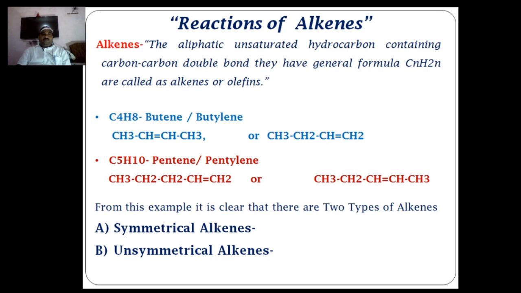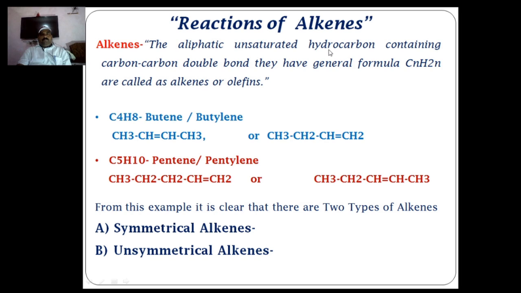Now here, before we discuss the reactions of alkenes, first, what is an alkene? Alkene is nothing but an aliphatic unsaturated hydrocarbon containing carbon-carbon double bonds, and they have the general formula CnH2n. That means it is an aliphatic unsaturated hydrocarbon. Dear student, you know that unsaturated means carbon-carbon double or triple bonds, that means multiple bond containing compounds, and hydrocarbon means compounds containing carbon and hydrogen.